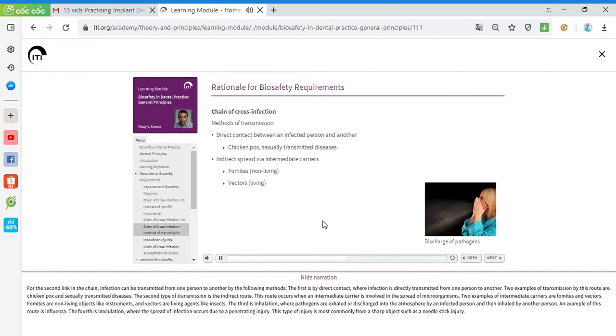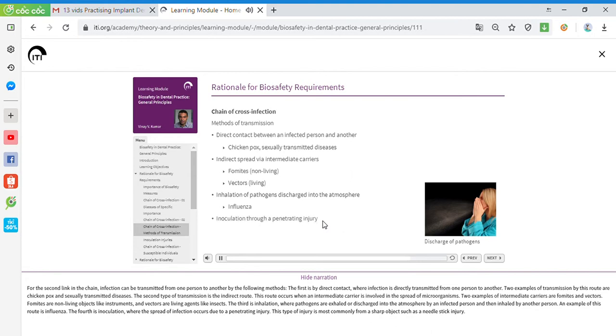Fomites are non-living objects like instruments, and vectors are living agents like insects. The third is inhalation, where pathogens are exhaled or discharged into the atmosphere by an infected person and then inhaled by another person. An example of this route is influenza.